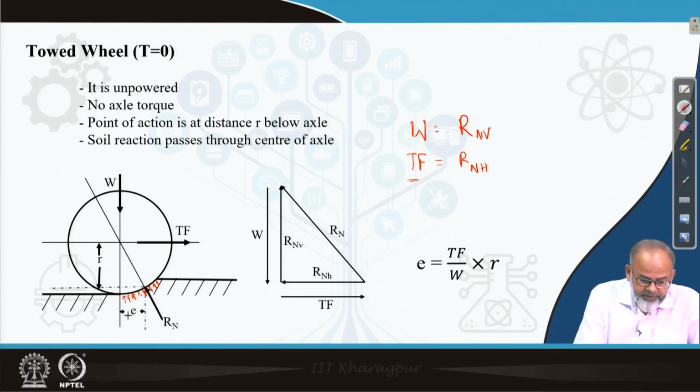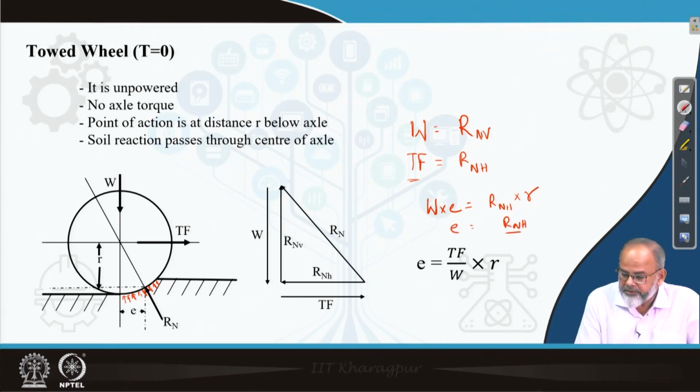Now if the point at which the soil reaction is acting is at a distance E, and I take moments, the sum of the moments will be equal to 0. So W into E will be equal to Rnh into R. So E will be equal to Rnh by W into R. This Rnh by W, which is denoted here as towing force by W, is nothing but the ratio of towing force to weight coming on the wheel.